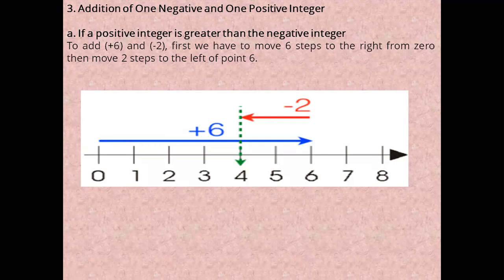Then move 2 steps to the left of 6. So this is point 6. From point 6, we will move 2 steps left. So we will get 4. Answer is 4. As we reach point 4, hence plus 6 plus minus 2 equals plus 4.